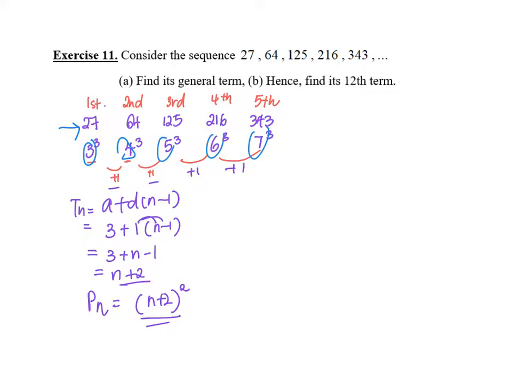I know I'm adding a difference of 1 unit, so the formula will start with n anyway. But when the first term is n equals 1, it will be 1 plus something to give you the first term over here, 3. So that means it will be 1 plus 2. So this will be n plus 2. And hence we can also get our pattern for 27, 64, 125 to be n plus 2 cubed.